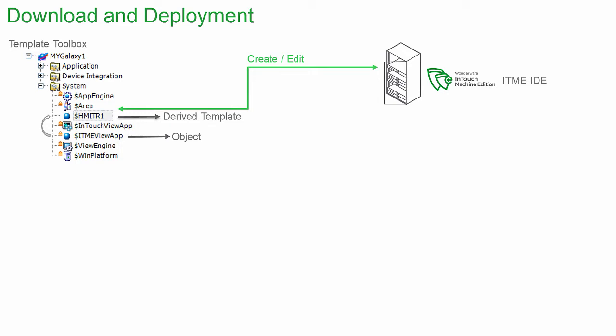When you open this object on the Orchestra IDE, you have an option to create or edit new projects, and that's the moment where we launch the InTouch Machine Edition IDE, the development environment where you can create your InTouch Machine Edition projects just like you do with InTouch Machine Edition standalone. When you finish it, you can save the configuration, and the project is automatically saved into the Orchestra Galaxy repository. That's why this green arrow is bidirectional.